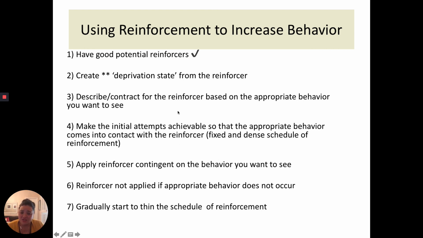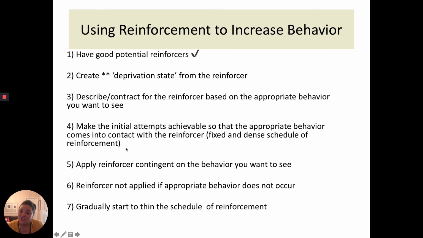We want to make sure that our student understands the contingency between the appropriate behavior and receiving access to the reinforcer. So oftentimes we want to pair any reinforcer we're giving them with specific praise. Like, you are working really hard. Good job. You get a star for this class. So make sure you are being explicit about what they're being reinforced for.